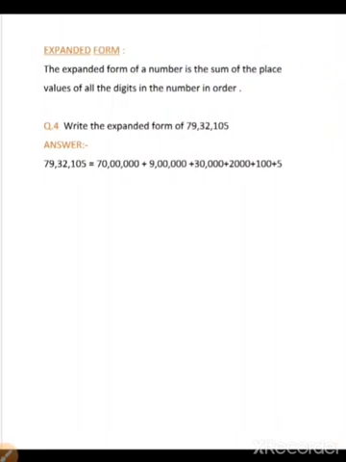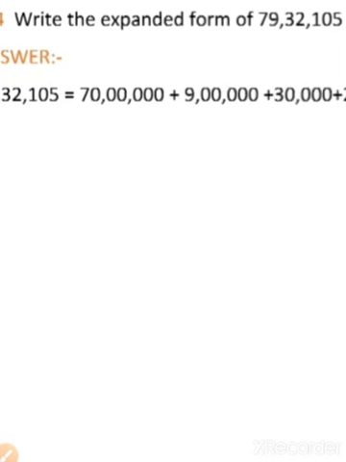Students, now expanded form. The expanded form of a number is the sum of the place values of all the digits in the number in order. So question number 4 is here. Write the expanded form of 79 lakh 32,105. Okay students, so you can see here we have written the expanded form of this given number.